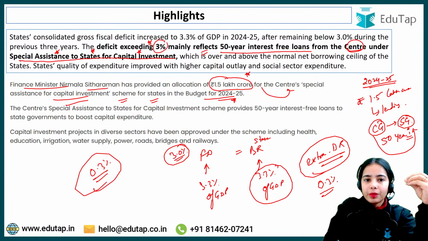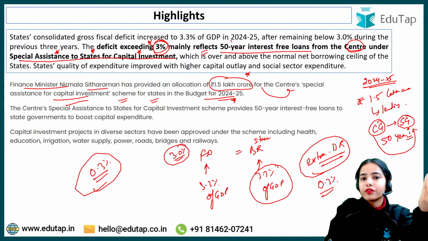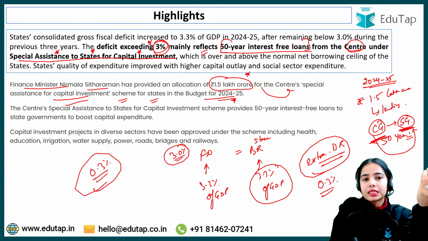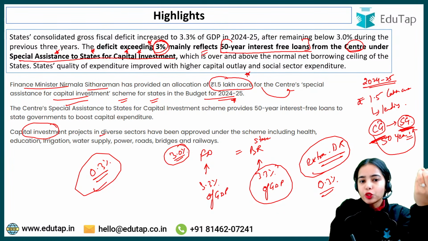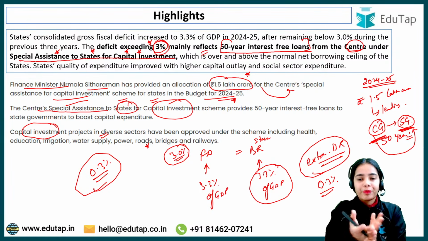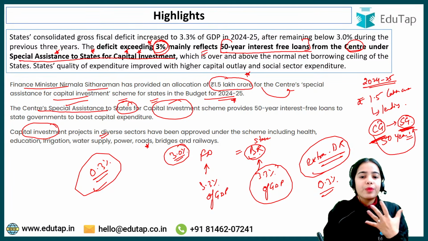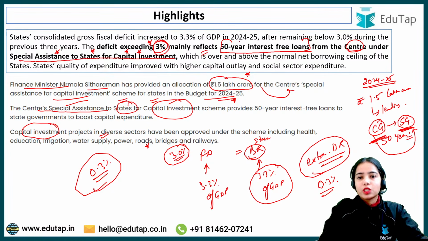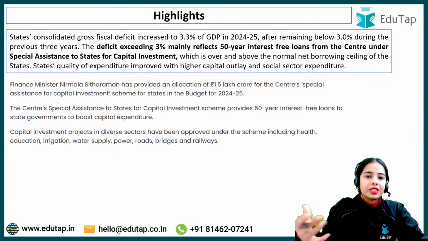So the deficit or borrowing requirement exceeding 3% mainly reflects the 50-year interest-free loans from the central government to the state governments under the Special Assistance to States for Capital Investment, so that the state governments can spend more on projects in diverse sectors such as health, education, irrigation, water supply, power, roads, bridges and railways. The Center is providing these loans for 50 years, interest free. So this extra borrowing is not putting much pressure on the state governments in the short run, and the loan can be returned in the long run, with the interest-free criteria as well.